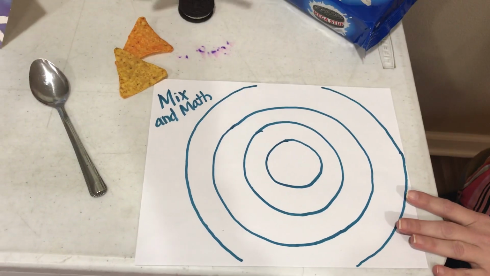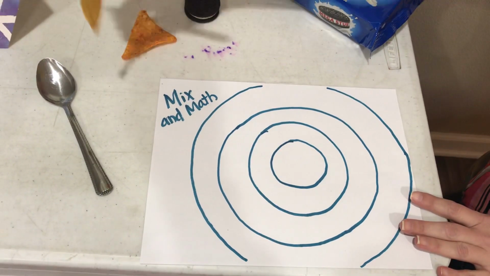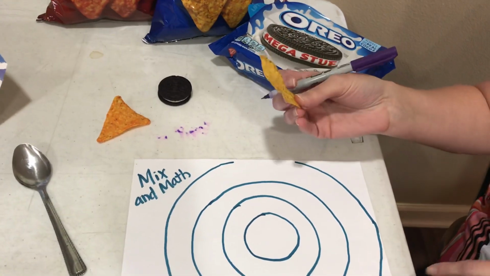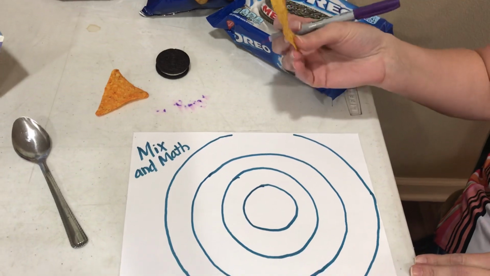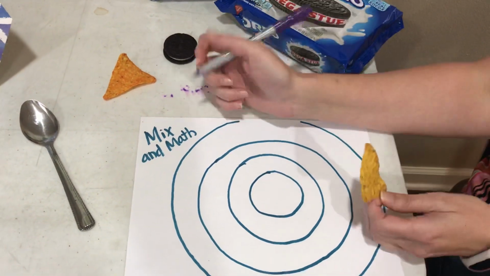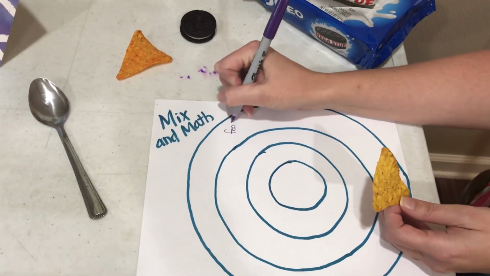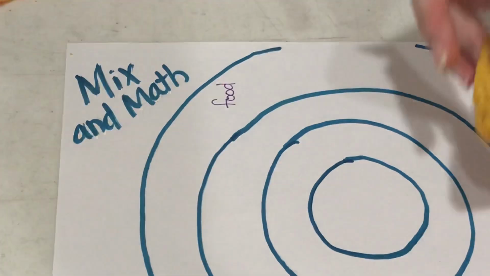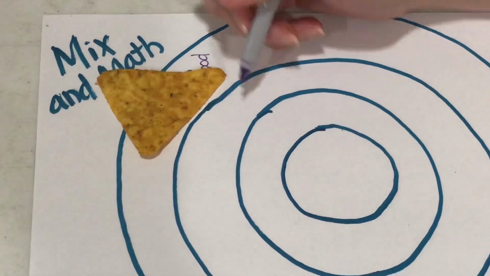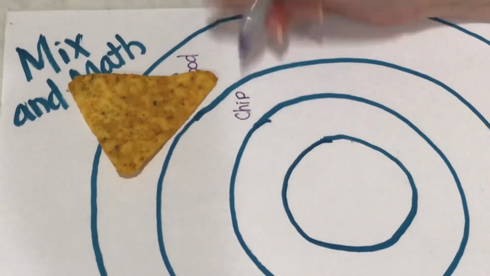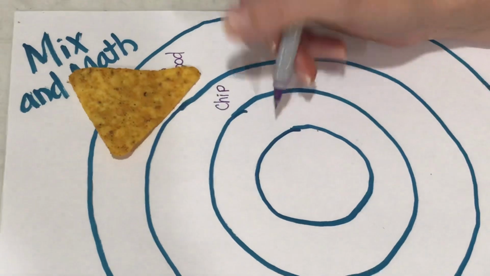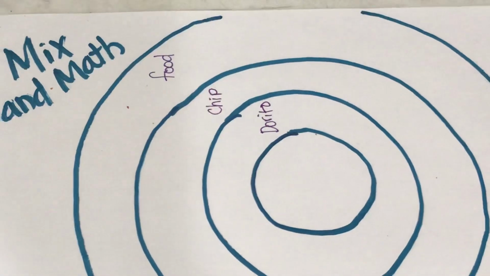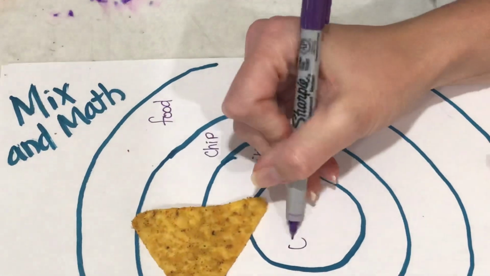So I have a Dorito here, and I want you to think about the most general name for it that you can come up with. And I think most of you may come up with food for this. And then if I wanted you to get a little bit more specific, I think you would probably say chip for this. And then even more specific, Dorito. And then the most specific name for this would be the Cool Ranch Dorito.